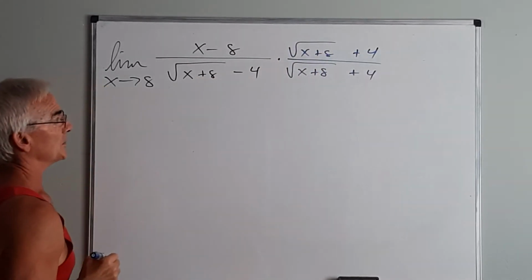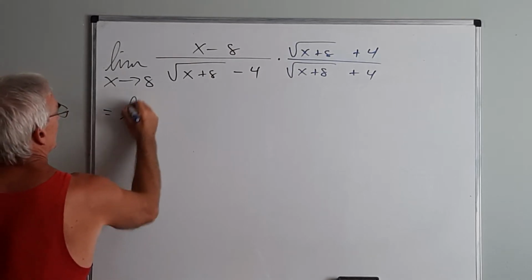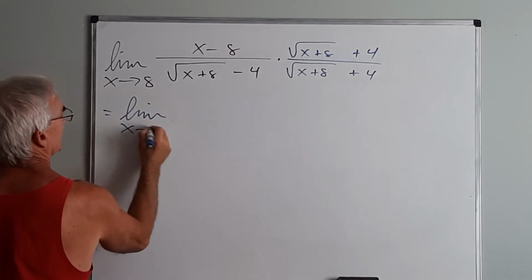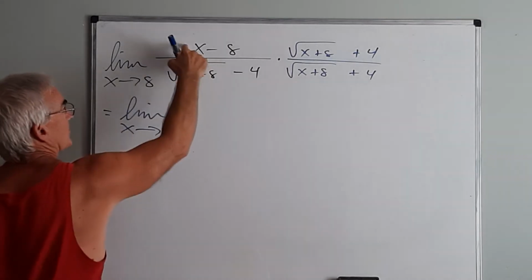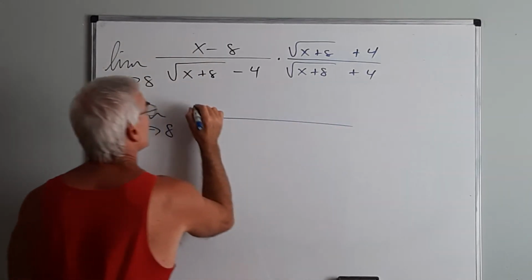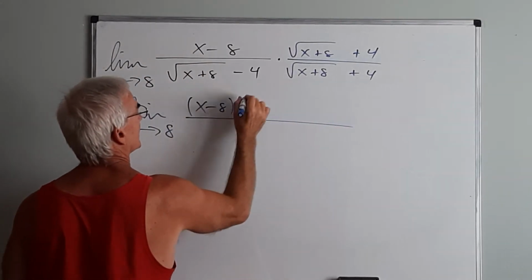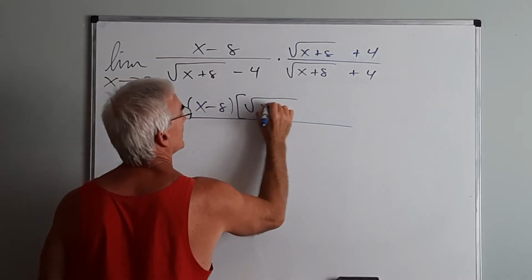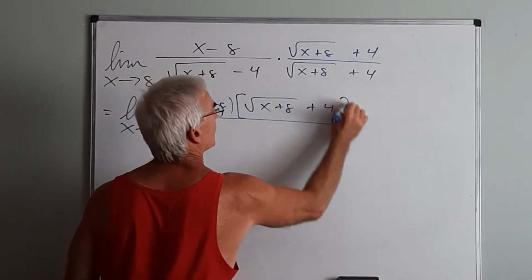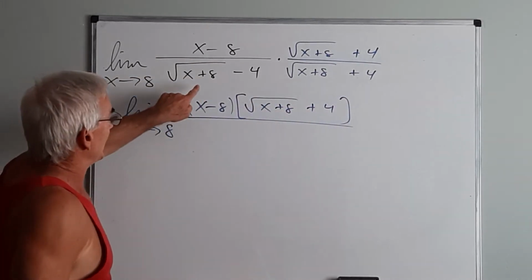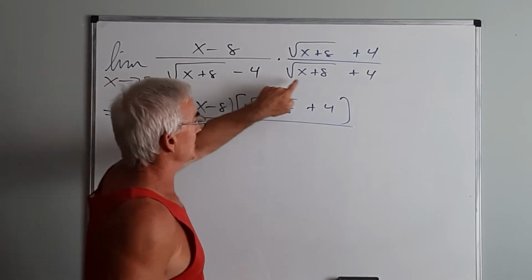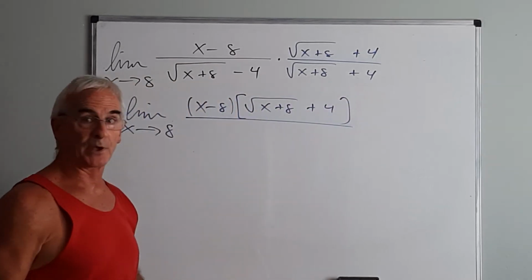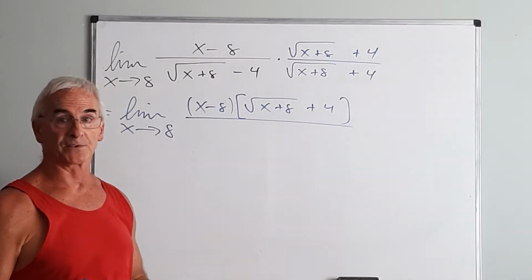Now I do want to distribute the denominator, but I will leave the numerator in a factored form because, again, it's the x minus 8 term that I'm trying to get rid of. So on top I'll have x minus 8 times the quantity, the root plus 4. Now on the bottom I have something of the form a minus b times a plus b, and when you multiply conjugates, as you remember, you get the difference of squares.